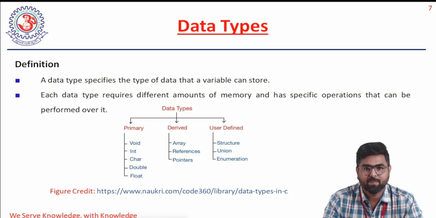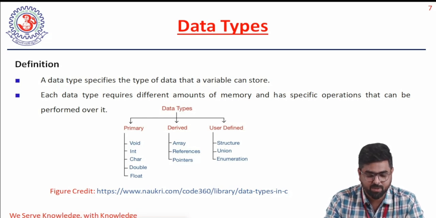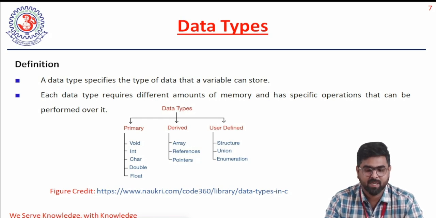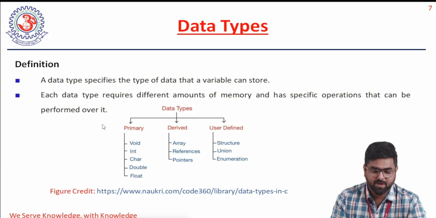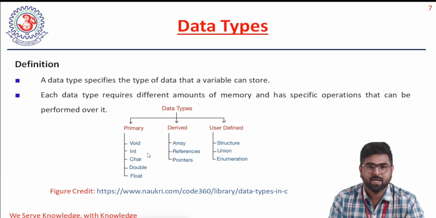In C language, the data types are categorized into three categories. First one is primary data types, second one is derived, and third one is user defined data types. So here you can observe, under primary we are going to have data types like void, integer, character, double, and floating point data type. Under derived data types we have arrays, references, as well as pointers. And coming to the user defined data types, we have the structure, union, and enumeration data type.